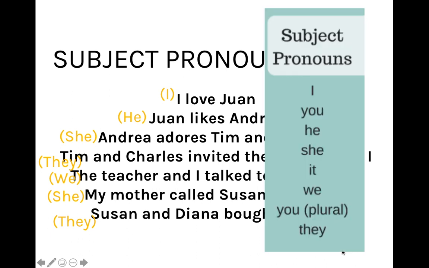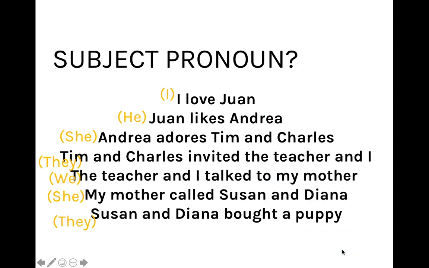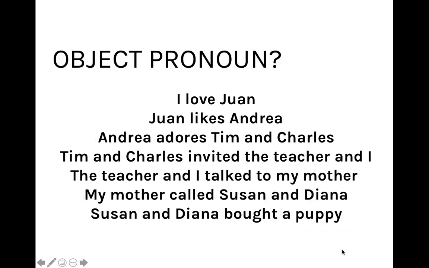So, I, you, he, she, it, we, you, and they are the subject pronouns because we use them as the subject of a sentence. Now, let's see which ones are the object pronouns. The object pronouns are also pronouns we use to replace the object of a verb when the object of a verb is a noun.